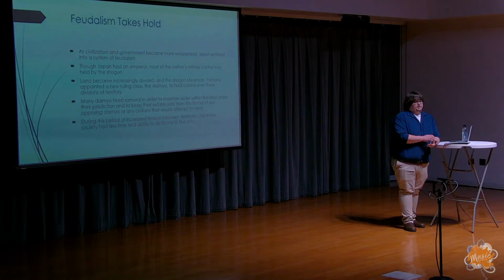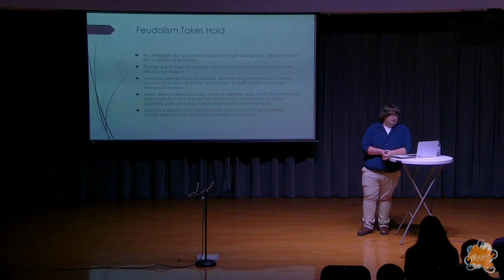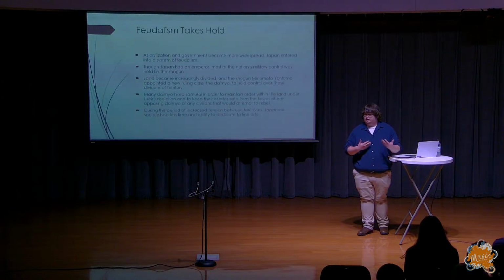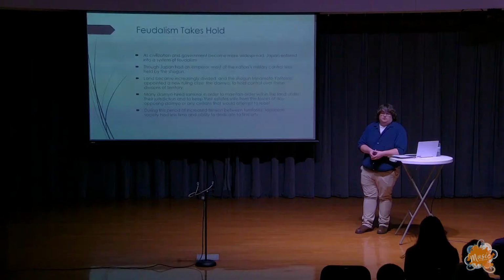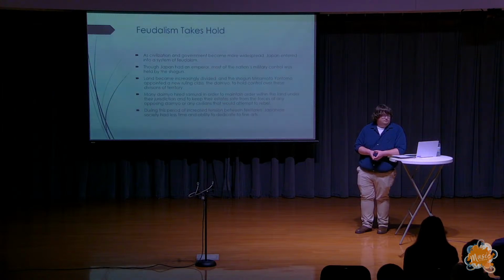Towards the end of the classical era, into the Heian period, civilization and government become just more effective and widespread. As most of us know, Japan's not a big landmass. Once you expand out to cover most of it, different systems have to take place. Though Japan did have an emperor, a lot of the nation's military control was held by the shogun, a term that we use quite a bit, but I don't think a lot of people in the Western mindset really know what it means.